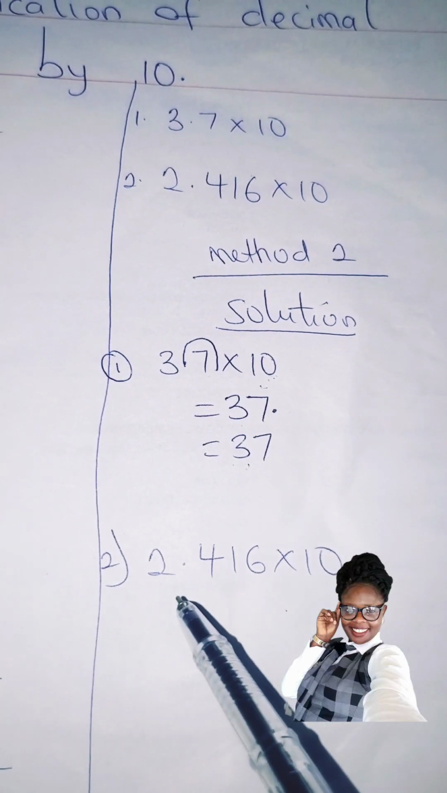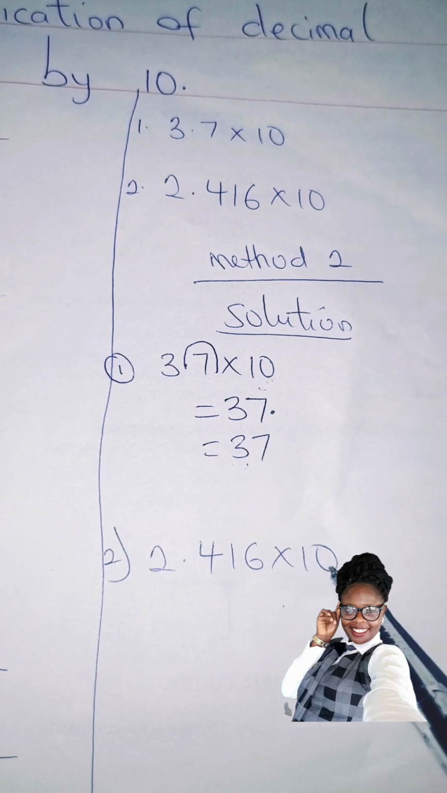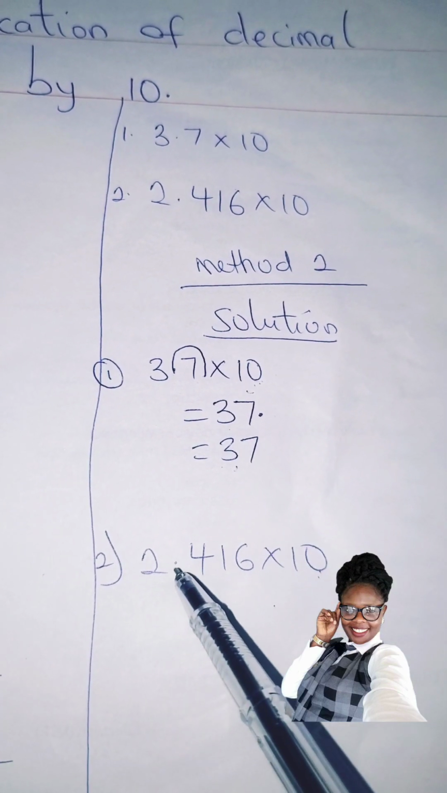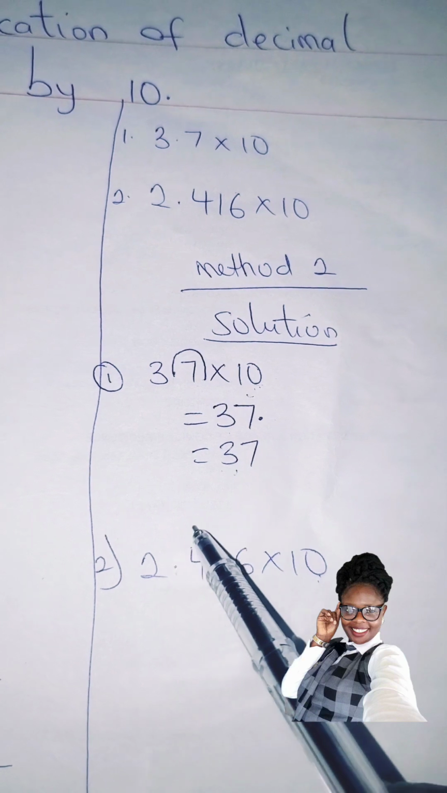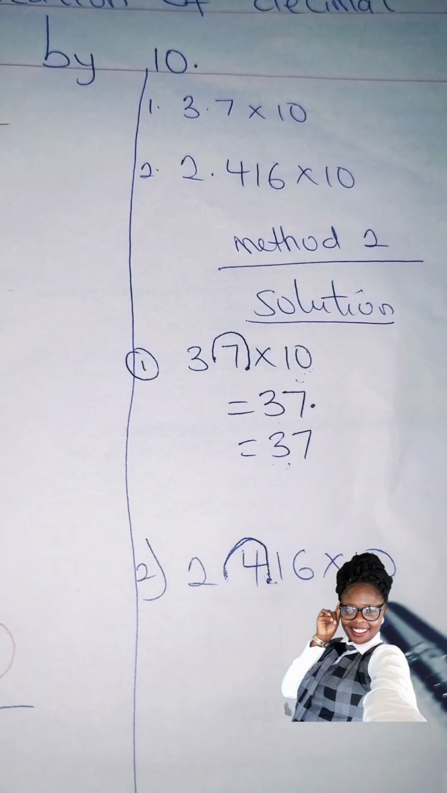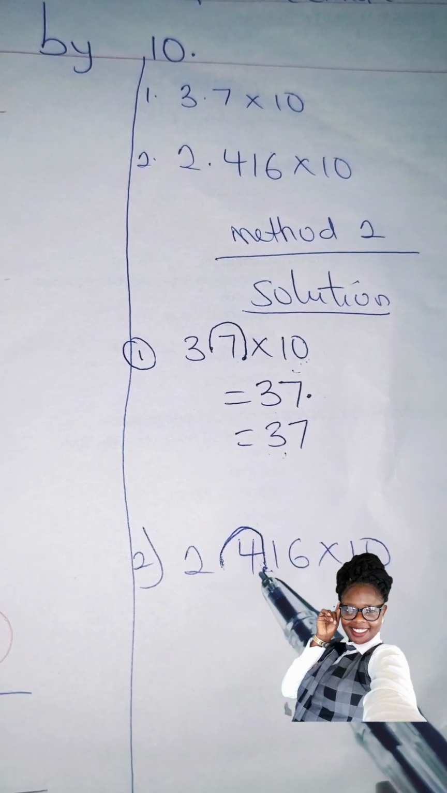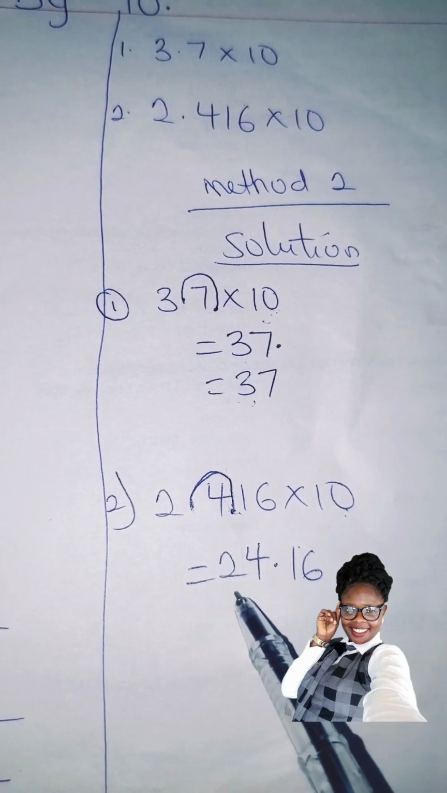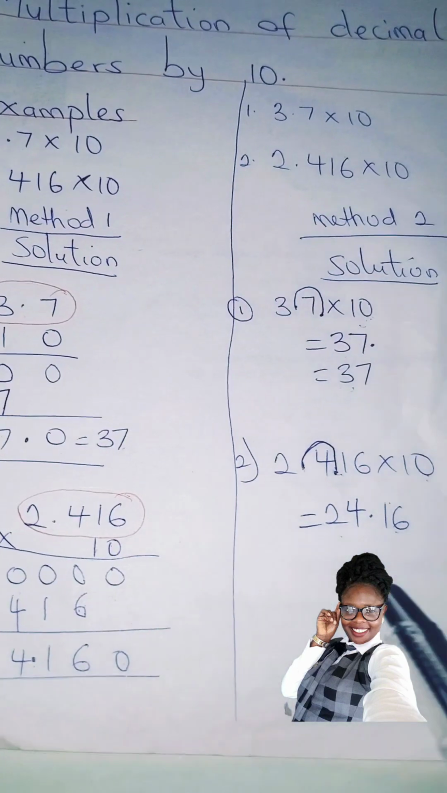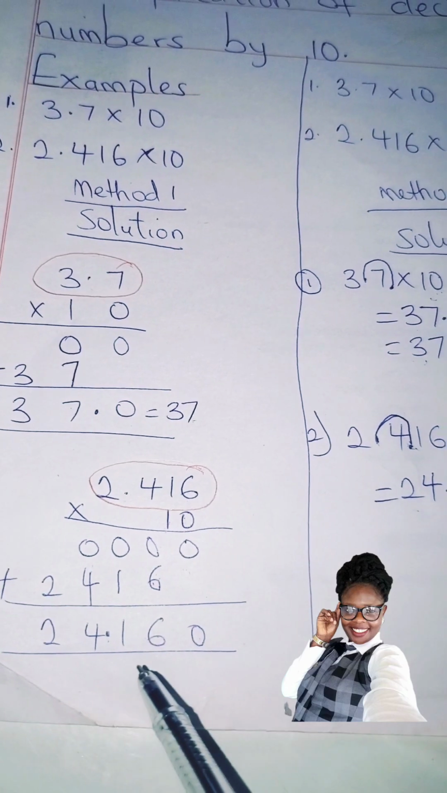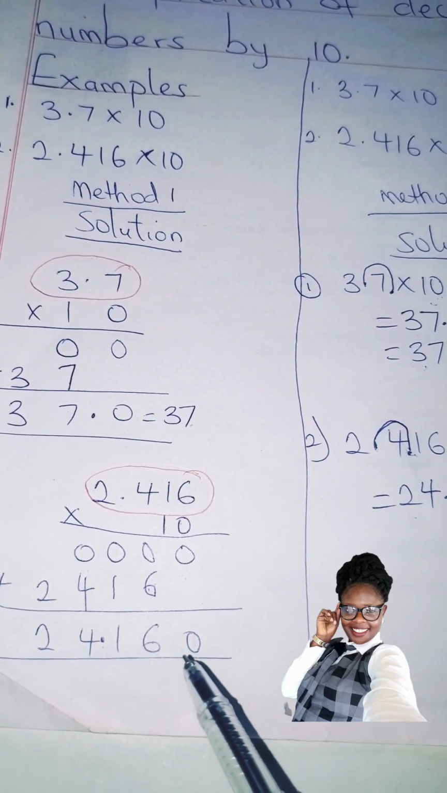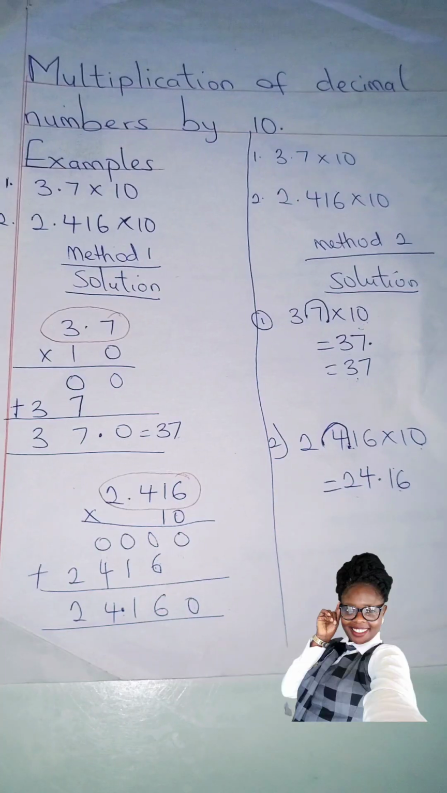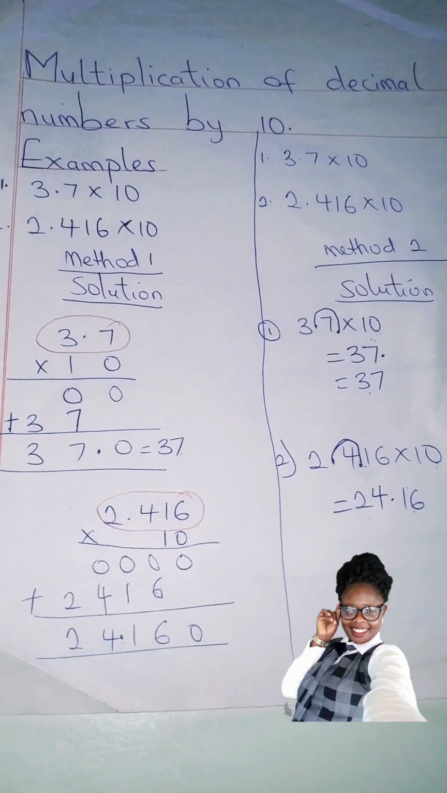And so the second question, which is 2.416 times 10. This 10 has 1 zero. For that reason, I'll move this decimal point once to the right. I moved it once to the right and I've put it here. So my answer will be 24.16. As you can see, we arrived at the same answer. I told you, 24.16. This 0 means nothing. Here it is, 24.16.